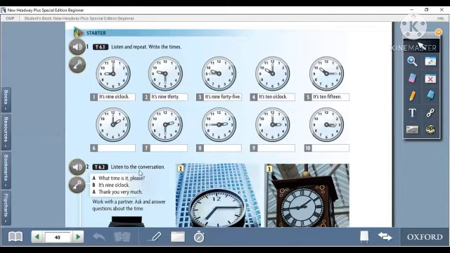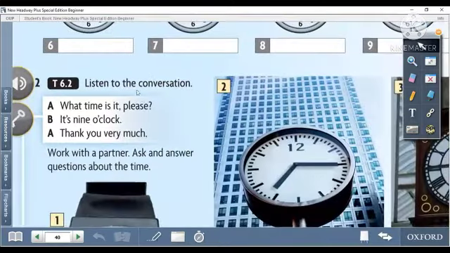Okay, as we heard, now we have a conversation between A and B. A asked a question: what time is it, please. Always when we ask a question or make a request, we end it with the word please. This is the polite way to ask, so we add the word please at the end of the request. So: what time is it, please.